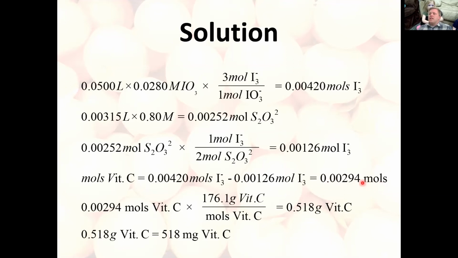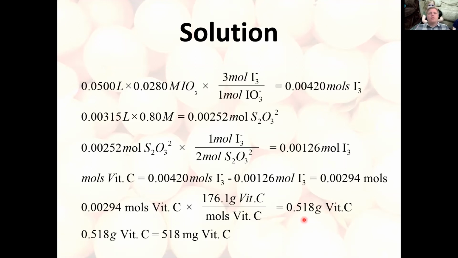Now, why can we say that that's our moles of vitamin C? Because vitamin C is reacting with the I3 minus at a 1-to-1 ratio. So it used up this number of moles of I3 minus, meaning that there is this many moles of I3 minus left over for the thiosulfate to react with.